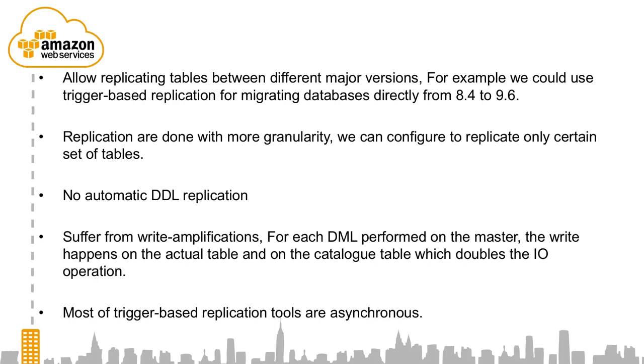Automatic DDL replication is not supported in trigger-based replication. We have to manually trigger the DDL replications, and trigger-based replication suffers from write amplification. For each DML performed on the master database, a write has to happen on the actual tables and on the catalog table, which doubles the server IO operations. Most of the trigger-based replication tools are asynchronous. That is, the changes made on the master database don't wait for the changes to propagate to the slave database. So it is mostly an asynchronous kind of replication.